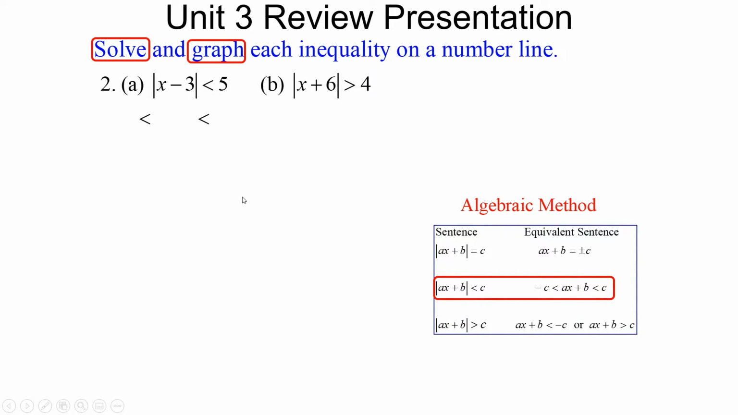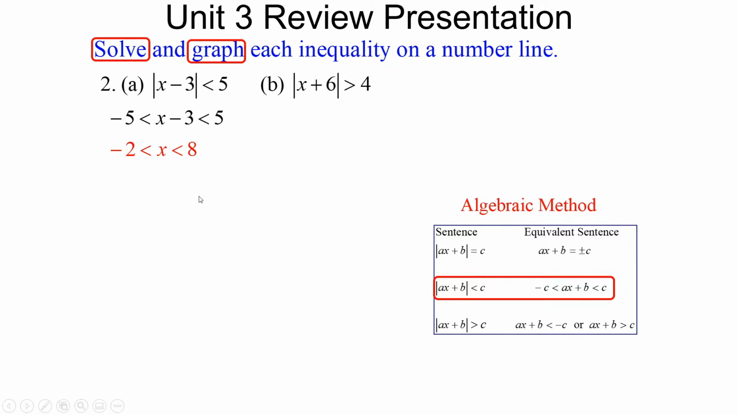A double inequality, and I have the opposite of c on the left, which would be negative 5, and then I have what is within my absolute value grouping symbols, x minus 3, is less than the c, which is the 5. And now I just solved this double inequality by adding a 3 to all 3 sides. So negative 5 plus 3, negative 2. x minus 3 plus 3 is x, and 5 plus 3 is 8.